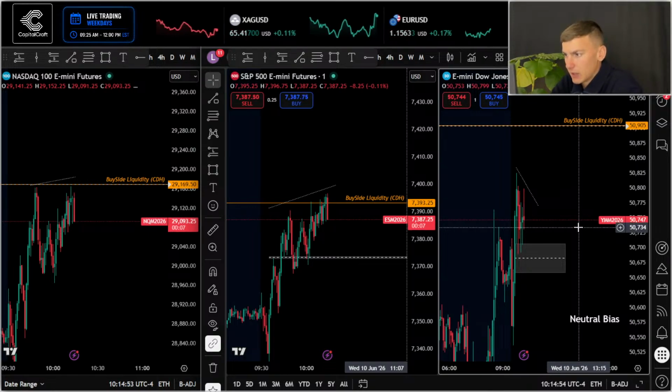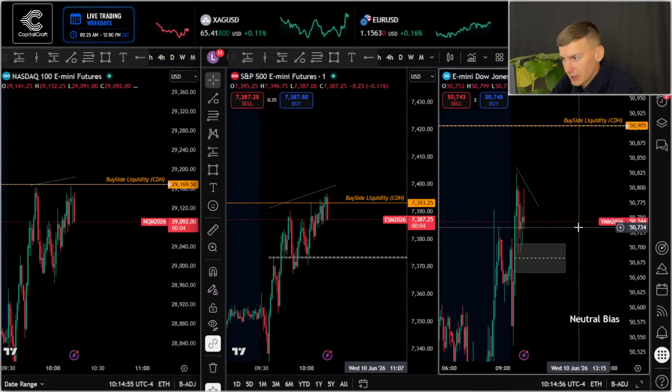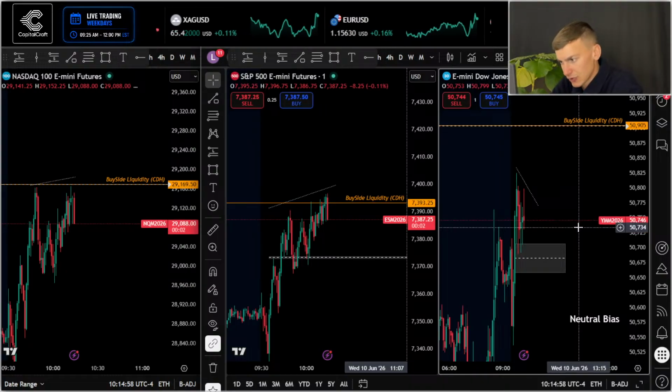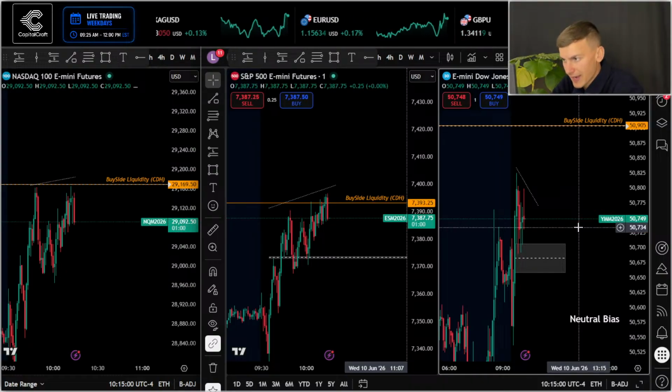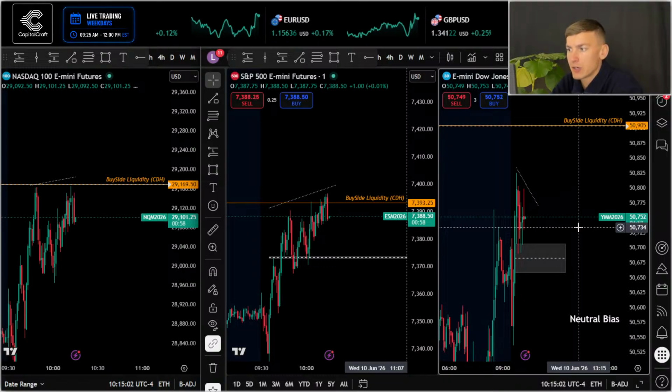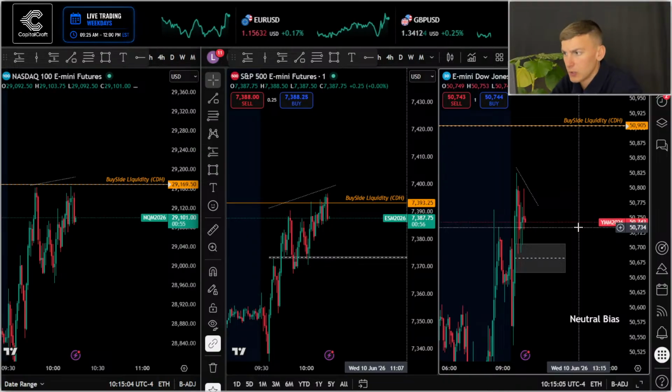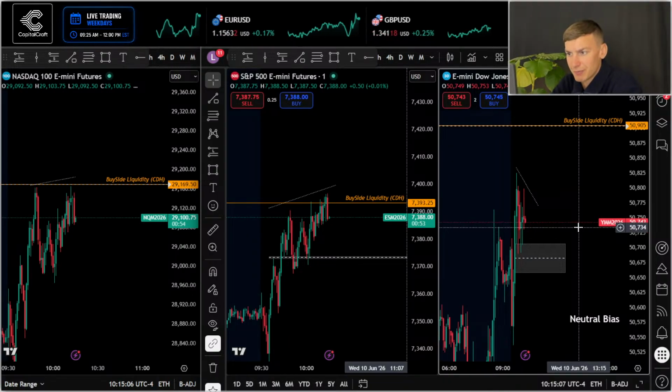Alright, so the Dow Jones is currently pushing lower on the 5 minute. We have about 3 seconds remaining. 2, 1. That closes that 5 minute candle. We are bearish on the Dow on the previous 5 minute candle. We want to see what this next 5 minute candle does.